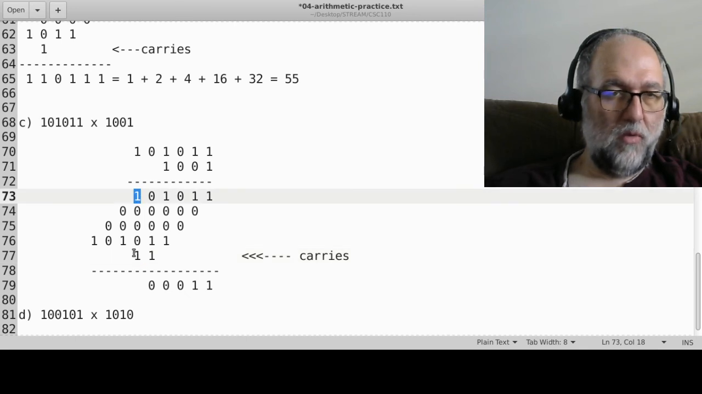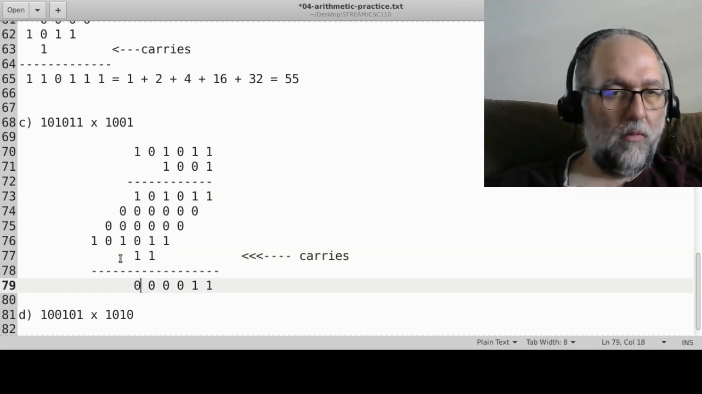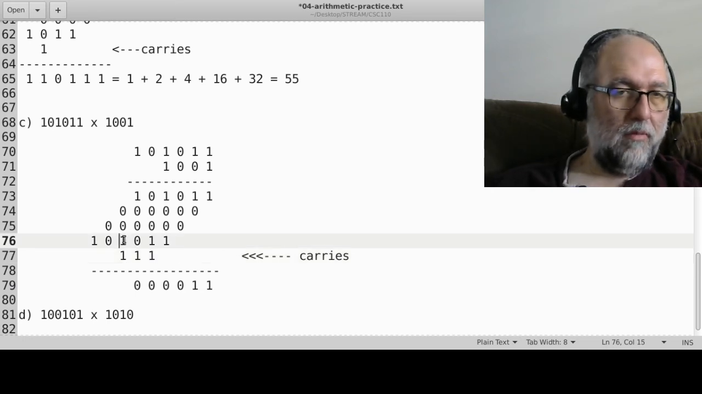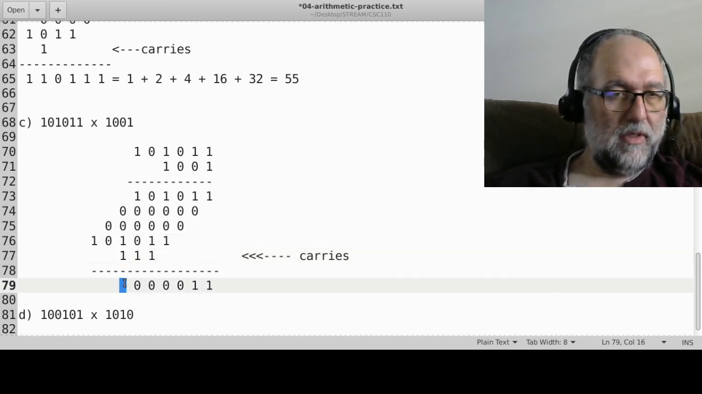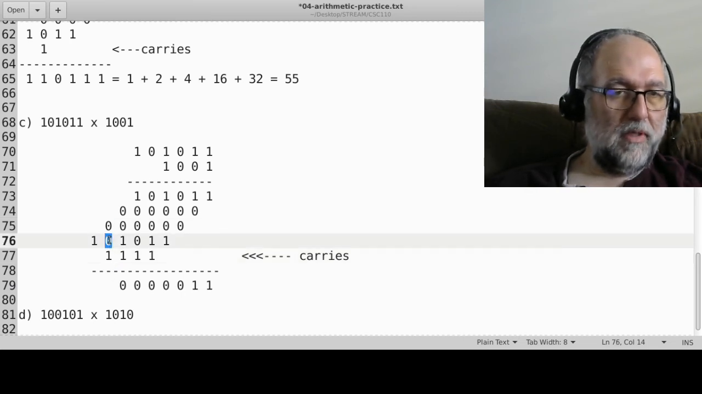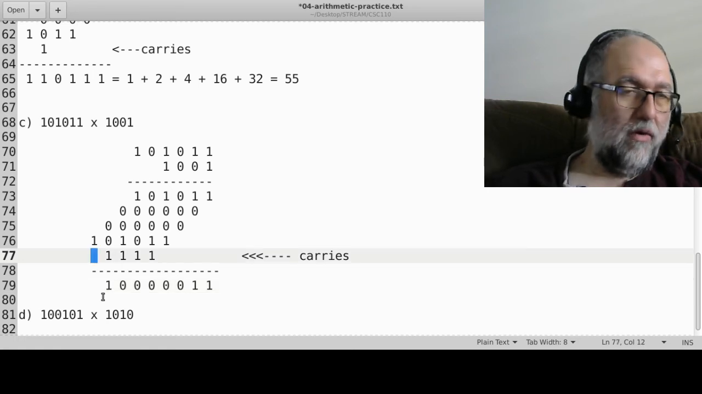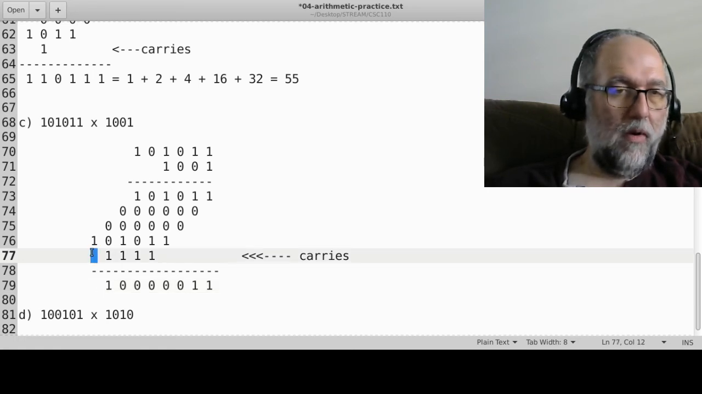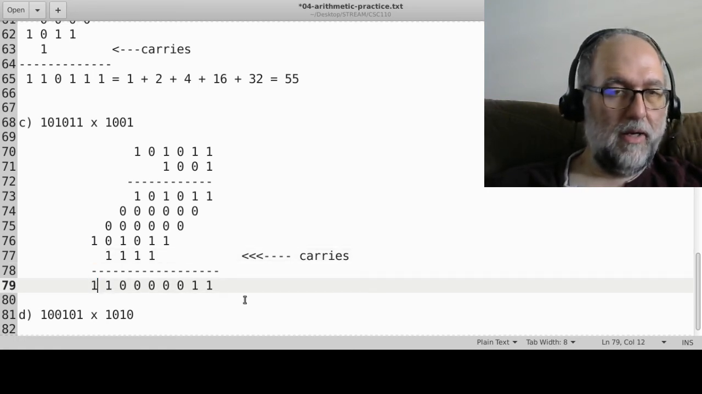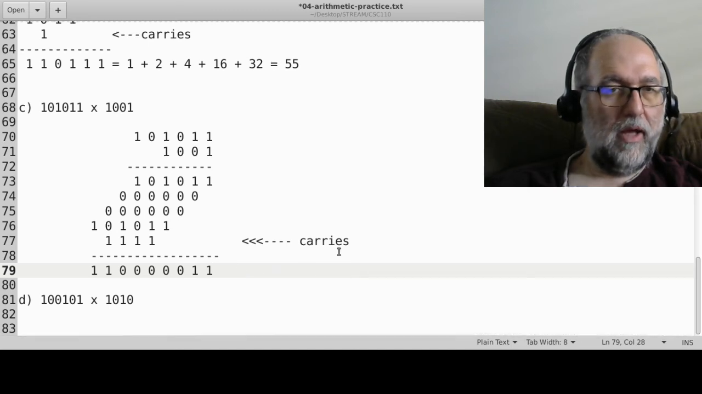So I basically have 1 plus 1 is another 0 carry 1. And then we're going to have another 1 plus 1, which is another 0 carry 1. And then 0 plus 0 plus 1 is a 1 with no carry. And no carry, I can just leave blank. And 1 plus nothing is 1. And there's the answer. Okay?